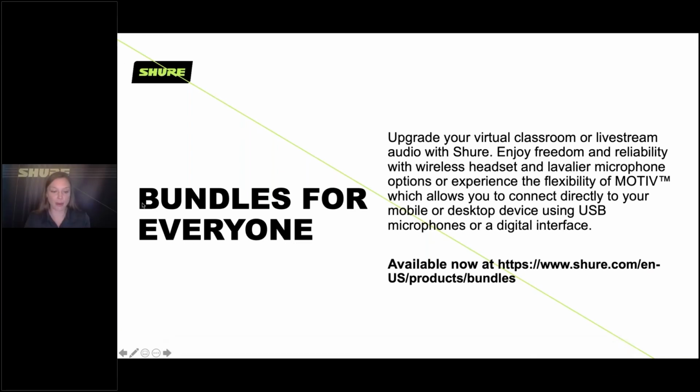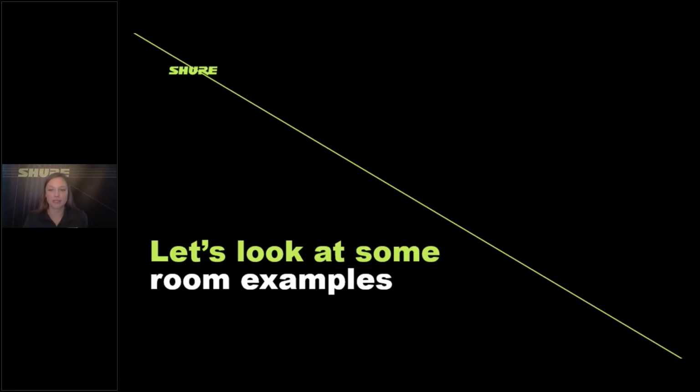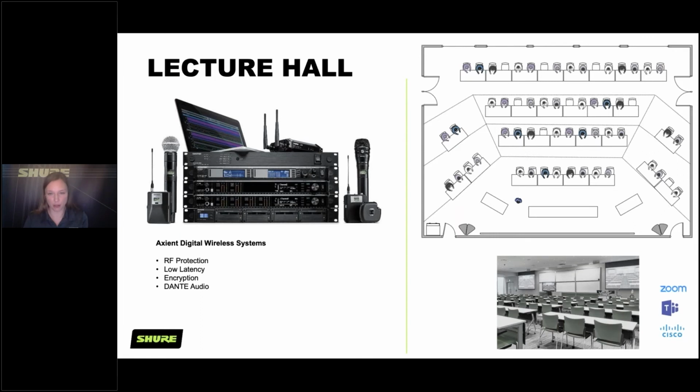So we're actually going to go back and we're going to start looking at how we can use some of the products that we discussed earlier in some examples of rooms that you might find in your educational facility. So we're going to start with a lecture hall. And you'll see on the upper right-hand corner, this is a top-down view of this lecture hall. At the front of the classroom, we have our professor or our teacher. And what we want to do in this space is we actually want to reinforce their voice to the students.